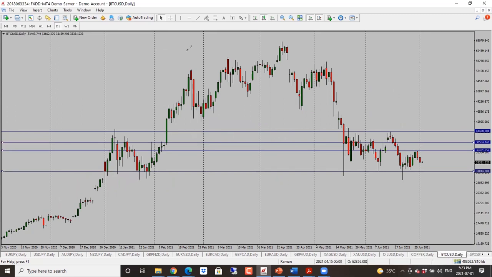Bitcoin here, we were looking for a drop, and as we can see, we got that. So looking for a continuation back towards a support here at 31,000. And in this case, bearish bias for Bitcoin still.